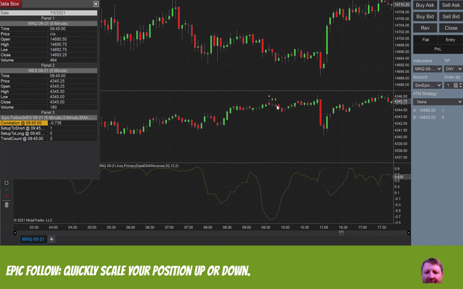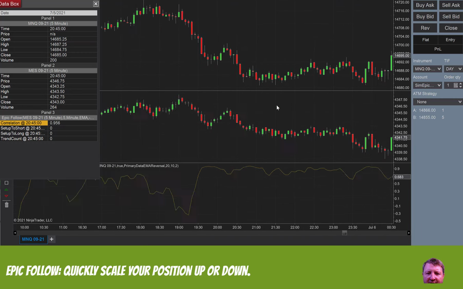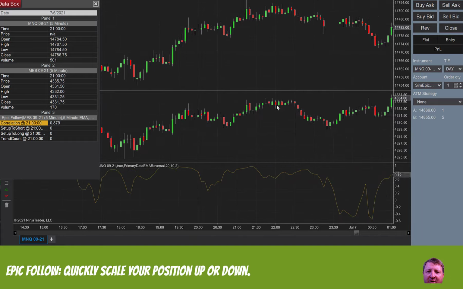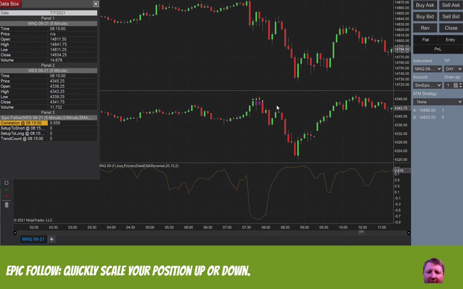So again, because these are so heavily in correlation, you're not going to get as many signals with the S&P. It's possible you do if you start comparing a different time frame. This would have been a good setup. It's very clear here. You've got a major move. This is actually a perfect setup. This is exactly what Epic Follow is for.